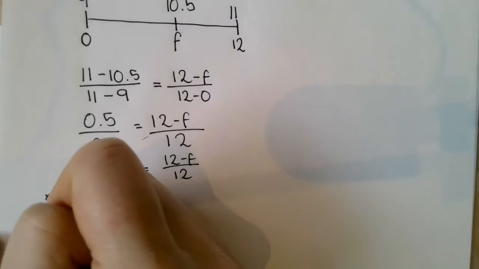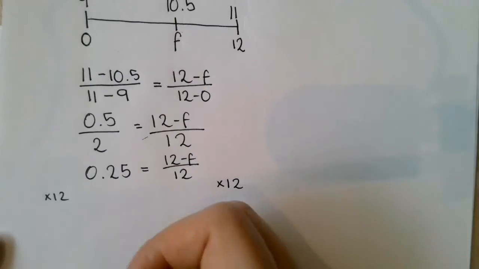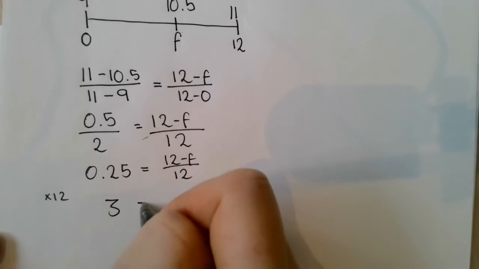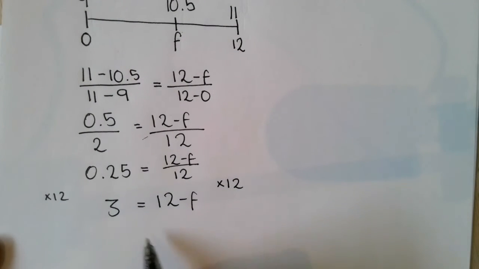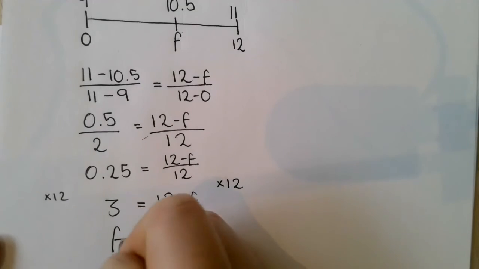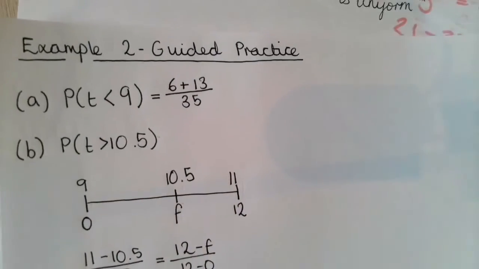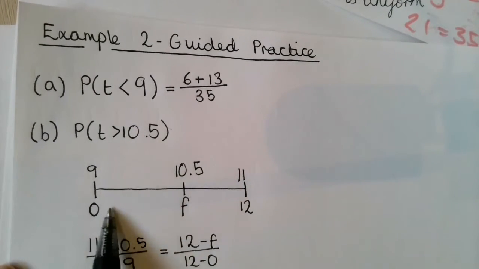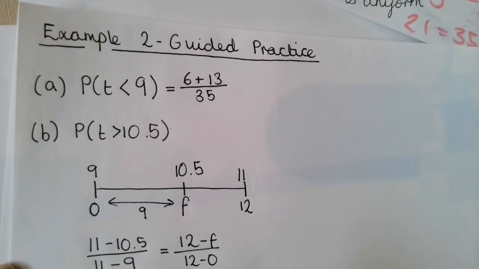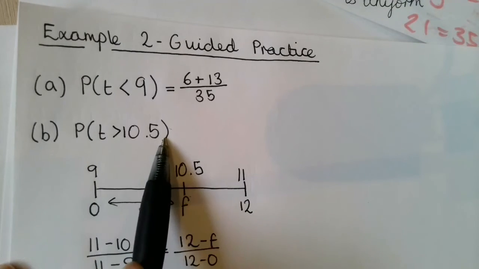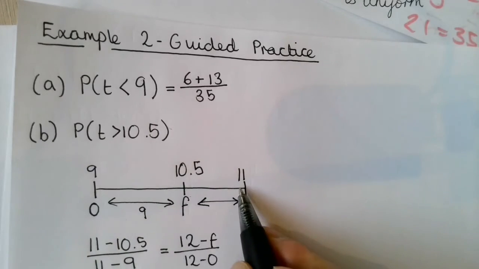We're then going to multiply each side of our equation by 12. 0.25 times 12 is 3, and 12 subtract f. So if we rearrange this, we get that f is equal to 9. So we know that the cumulative frequency here is 9.